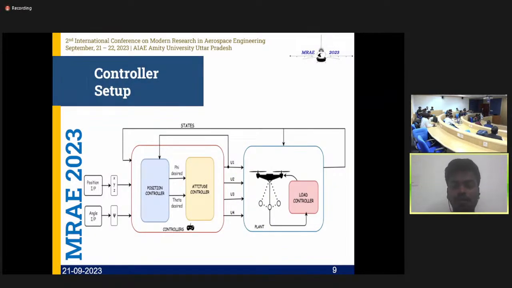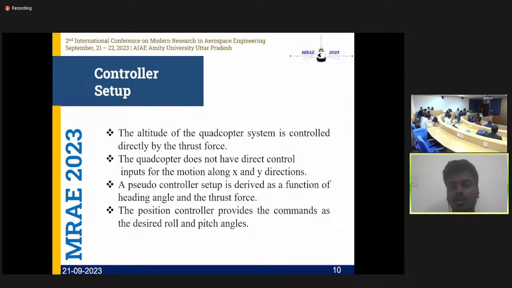So basically, the input to the controller block will be the position XYZ and the heading angle psi. And the output from the controller block will be the control forces U1, U2, U3, U4, which our plant or the mathematical model requires. And from the mathematical model, we'll get our states back to the controller until the desired input is reached. So now let's look into the controller setup.